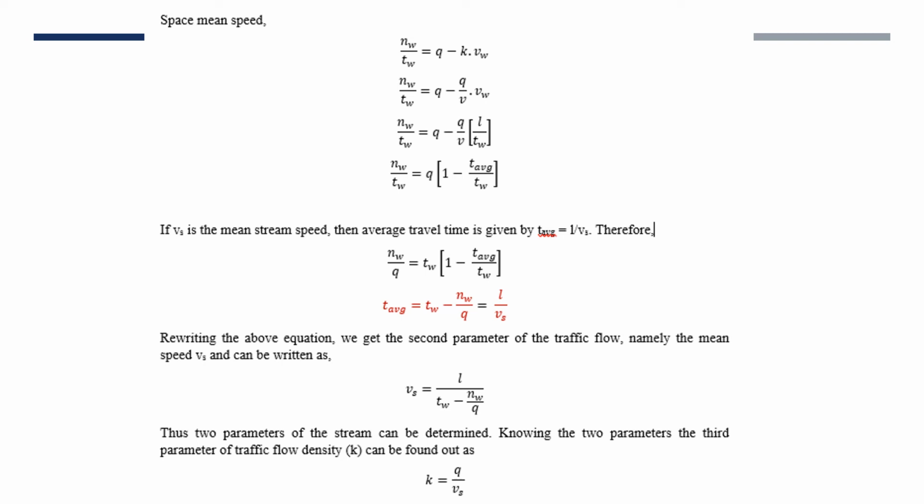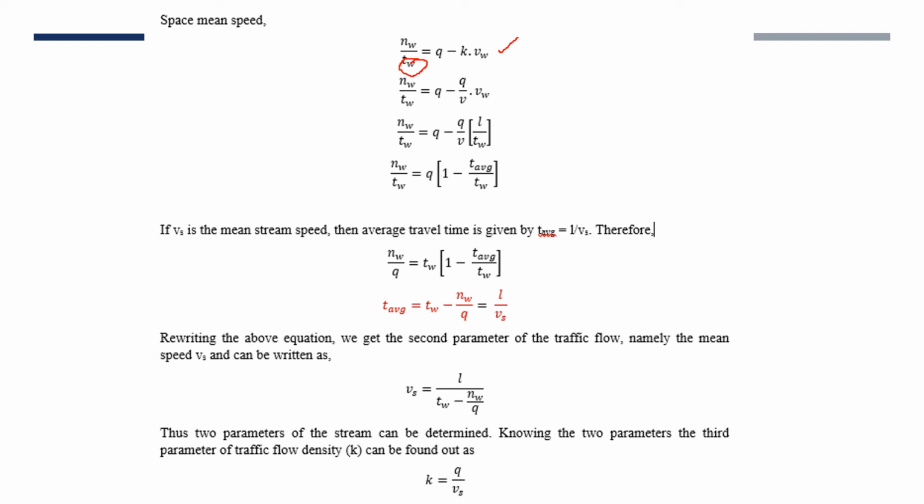So we are considering the same base equation when the test vehicle is traveling along with the stream, that is NW is equal to Q TW minus K VW TW. So the common term TW, which is there, has been taken to the denominator. So this is the first equation, NW by TW is equal to Q minus K into VW.